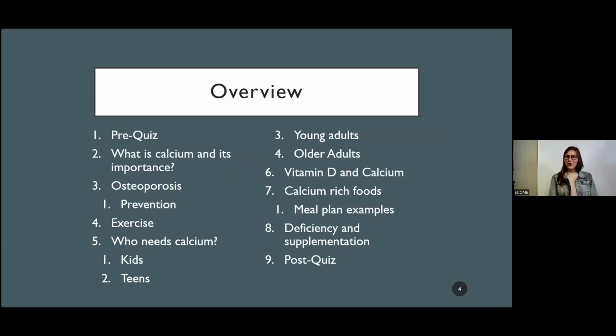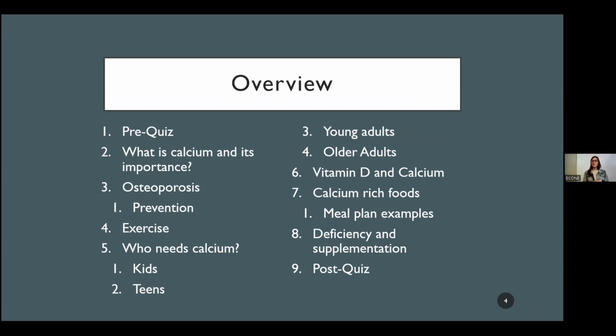A little bit of an overview. We'll start with a pre-quiz to just judge your general knowledge of calcium, and then explain what calcium is and its importance, osteoporosis, exercise and how that plays an important role in calcium, who needs calcium, vitamin D and its role with calcium, food examples that contain calcium, and a couple meal plan examples. We'll finish with deficiency and supplementation of calcium, and then have a post quiz to assess what you learned throughout this.